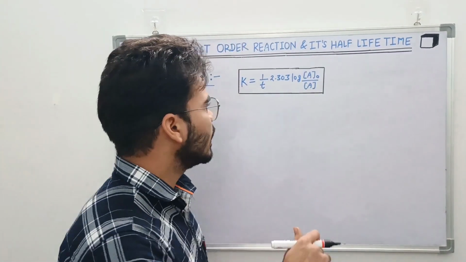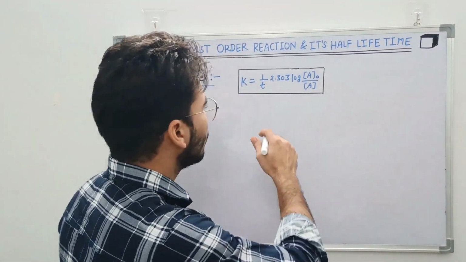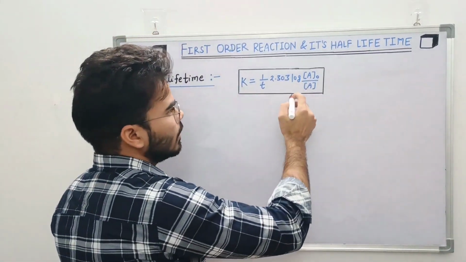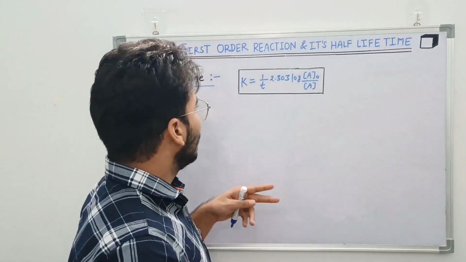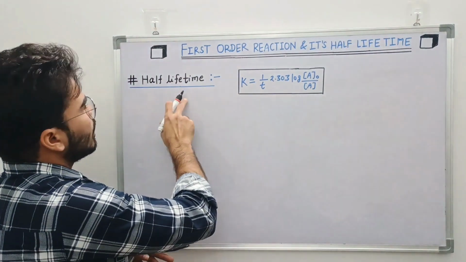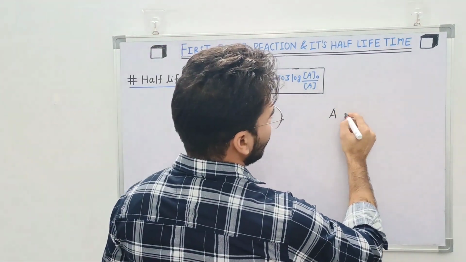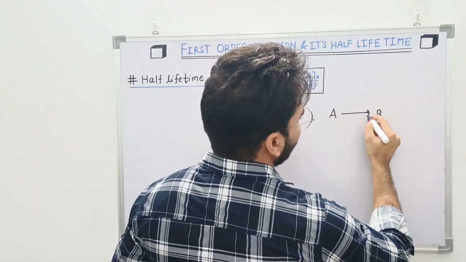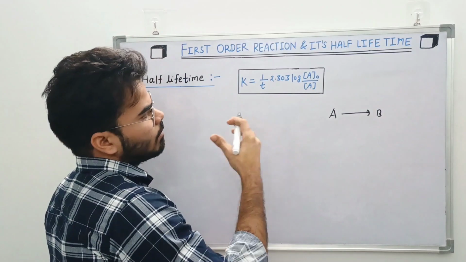So we have already derived the rate constant expression for a first order reaction, that is k is equal to 1 upon t 2.303 log a0 upon a. Using this expression, we have to derive the half-life time for a first order reaction. Let's assume there is a chemical reaction A to B. Here reactant A is converting into product B with time.